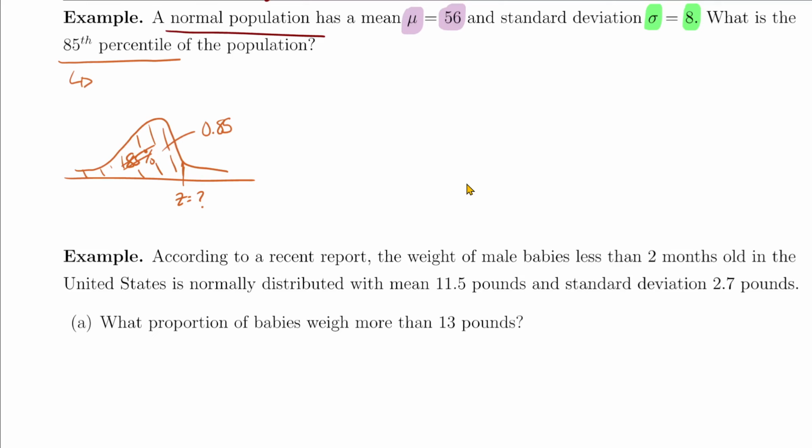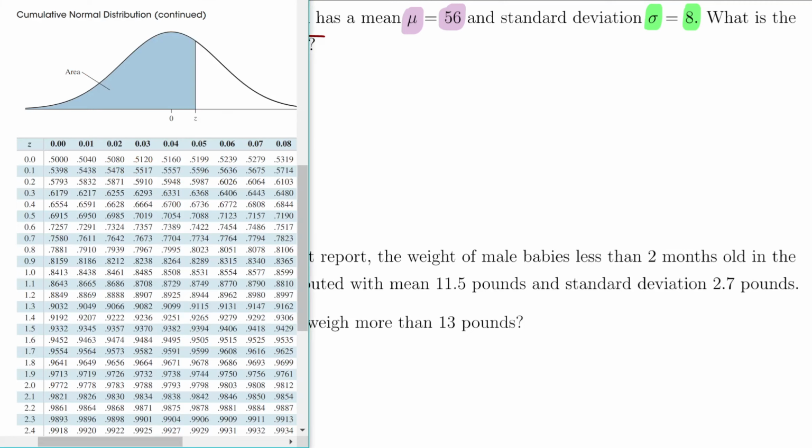To find a percentile. Remember, the percentile is the amount of the population before that value, which translates perfectly to our understanding of the area under the curve, which if I have the z-score, then our cumulative normal distribution chart can help us. So let's bring up the chart. Here we have the chart, and we're going to try to identify what z-score gives me an area closest to 0.85.